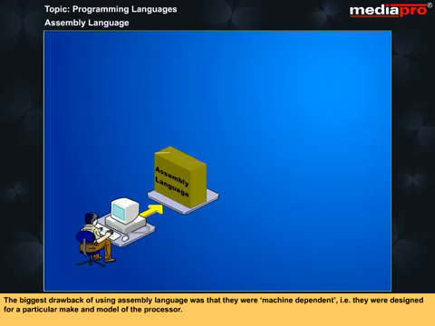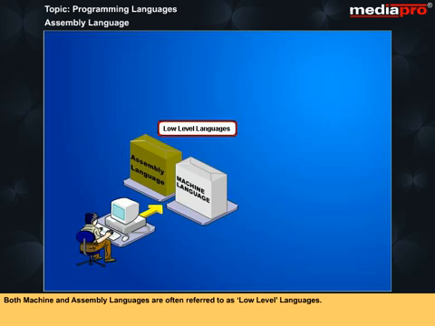The biggest drawback of using assembly language was that they were machine dependent, that is, they were designed for a particular make and model of the processor. Both machine and assembly languages are often referred to as low-level languages.